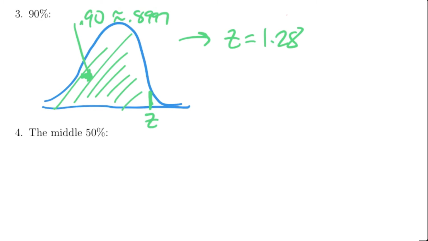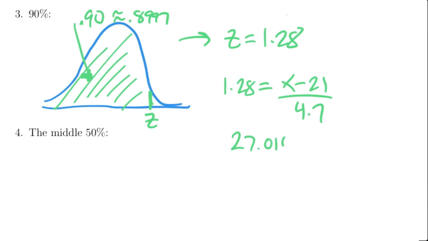And then to find the ACT score, we'll solve this equation. And that gives us an X value or an ACT score of 27.016. All right, let's finish up with the middle 50%.